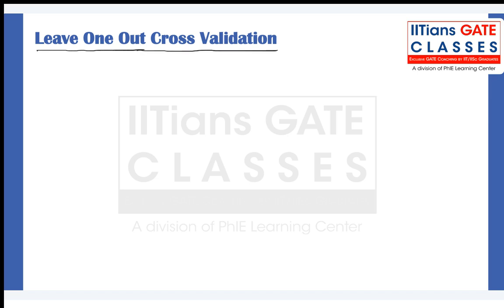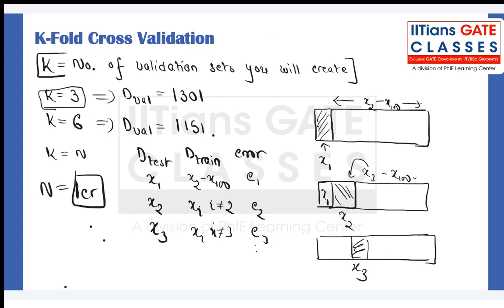Leave one out cross validation. So if you don't consider cross validation, then your value of k is 1. You're only considering one validation set, right? Now if k is n, then that means you are considering n validation sets, which is nothing but leave one out cross validation.